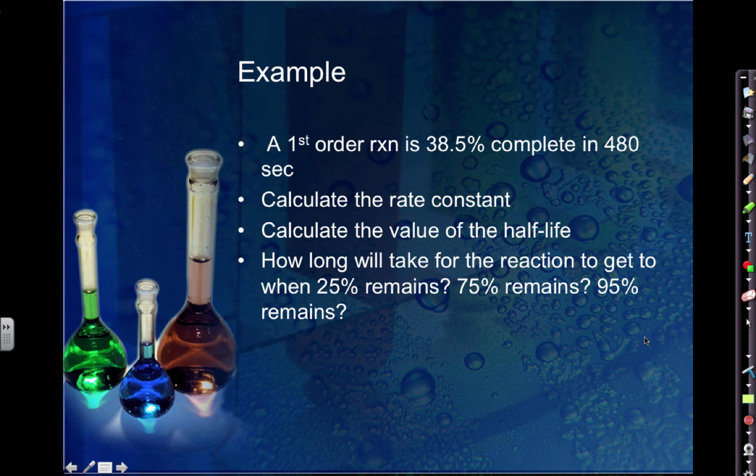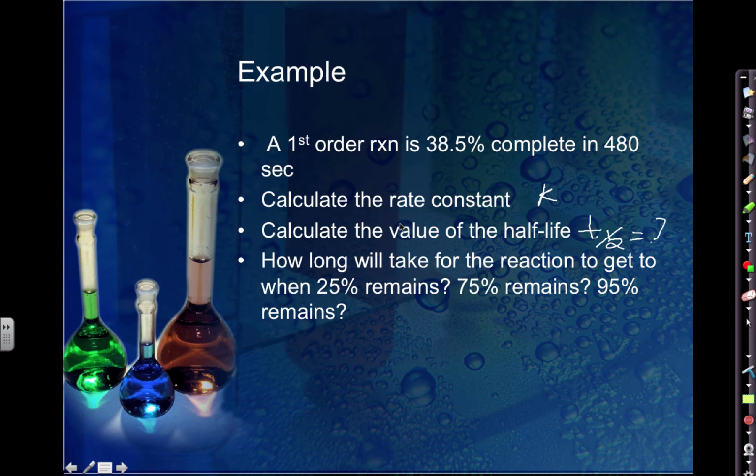All right, so let's look at an example. A first-order reaction is 38.5% complete in 480 seconds. Calculate the rate constant, so calculate K, and calculate the value of the half-life. So what is the half-life here? And how long is it going to take for the reaction to get to the point where we have 25% remaining, 75% remaining, and 95% remaining?